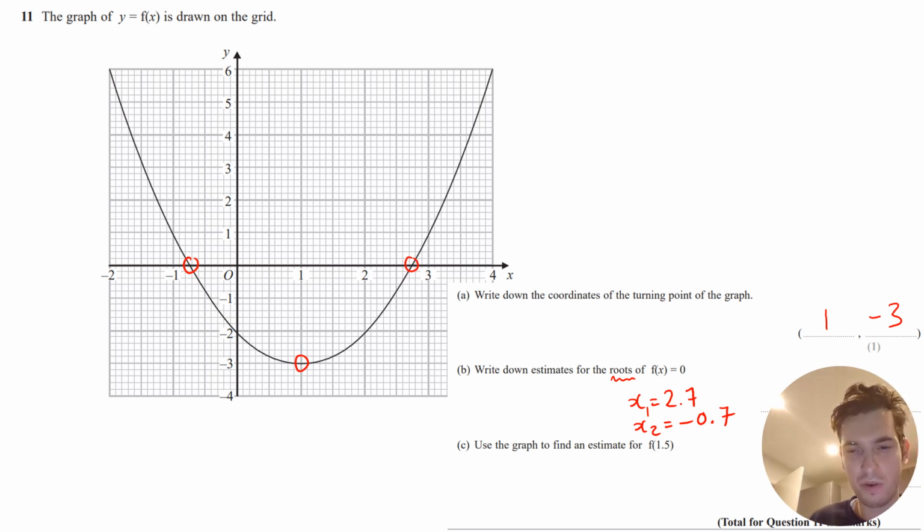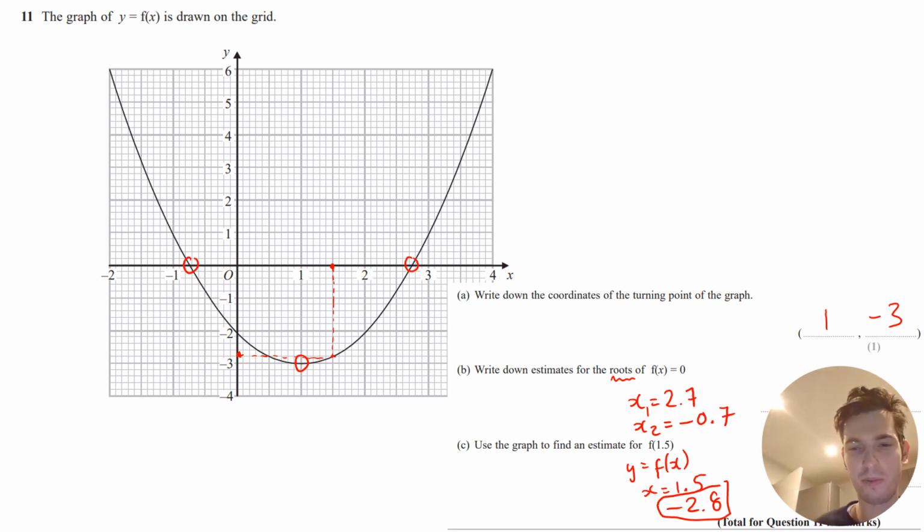Use the graph to find an estimate for f of 1.5. Okay, what that basically means is that if I plug in, because it's y equals f of x, so I need to plug in x is equal to 1.5. So when x is 1.5, let's find 1.5, which is here. I need to go down to my graph, which is here, and then across, and then read off this value here, which I think is minus 2.8. So that is my answer, y equals minus 2.8.